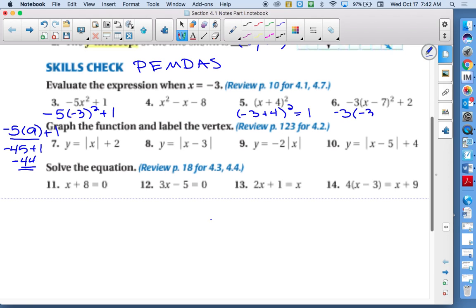So again, you're taking -3 minus 7 squared. So that's -10. When you square -10, you get +100. Multiplying it by -3 makes -300. Adding 2 is -298. The graphs underneath, we'll talk about graphing these when we're talking about a parabola instead of an absolute value. So your shape should have been an absolute value. It says label the vertex. Can anybody tell me what you wrote for the vertex for number 7?